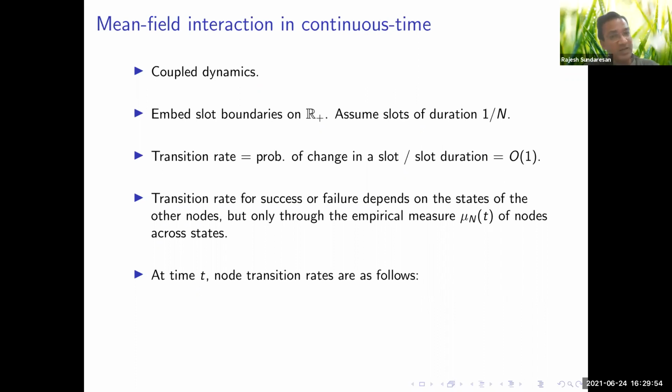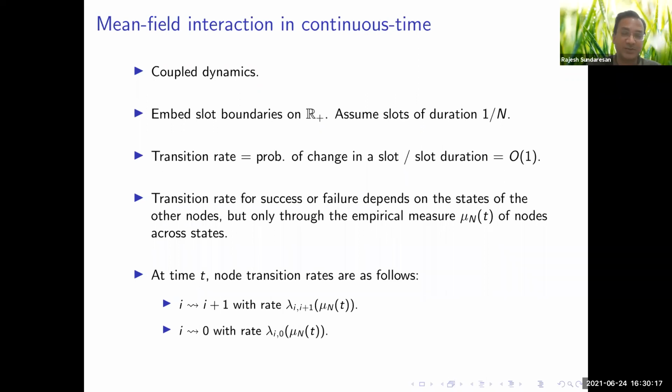The transitions were I to I plus 1 in our example, and I to 0. Those were the only two transitions possible. And so the I to I plus 1 transition rate, let's write it as lambda I plus 1. And we'll also make it a function of the empirical measure to say that there is a mean field interaction. Similarly, I to 0, the transition rate is denoted as lambda I0, and it's also a function of the empirical measure. In our example, these were the only two transitions possible, but in general, you can have other transitions as well. And so in general we'll write it as lambda ij, a function of the empirical measure.